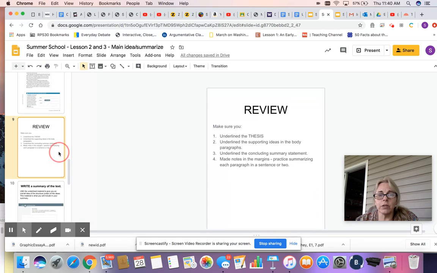I've included a review sheet. This is your checklist. Did you underline your thesis? Did you underline your supporting ideas in the body paragraphs? Did you underline what was important out of the conclusion? And did you make notes in the margin summarizing? That's your task for lesson 2.